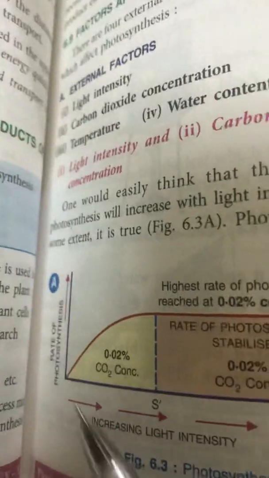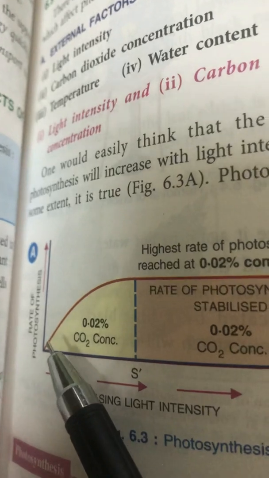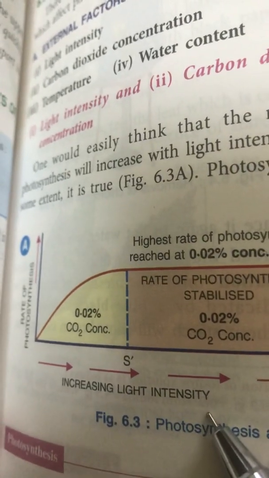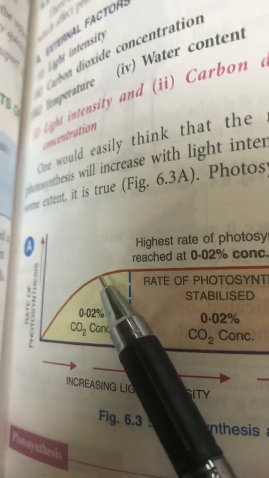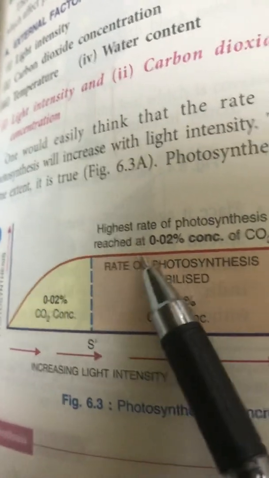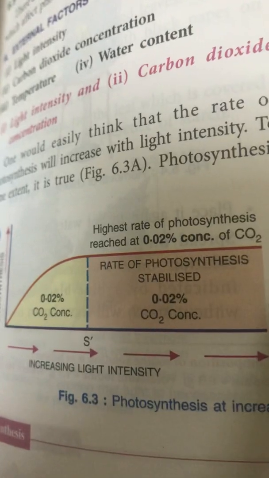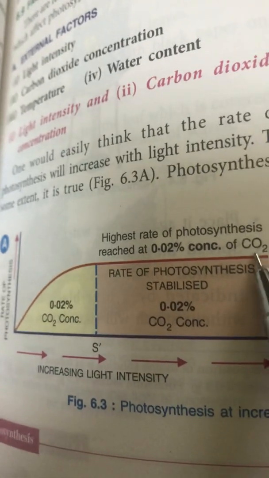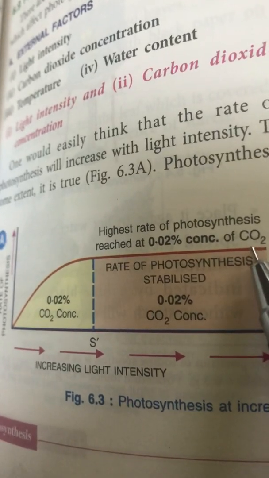See in your book, a graph has been shown here. This is the graph which shows a rise in rate of photosynthesis upon increasing the light intensity. But you will see the graph becomes stable here. Rate of photosynthesis is stabilized. Why? Because carbon dioxide must be present in the atmosphere in a limited amount.